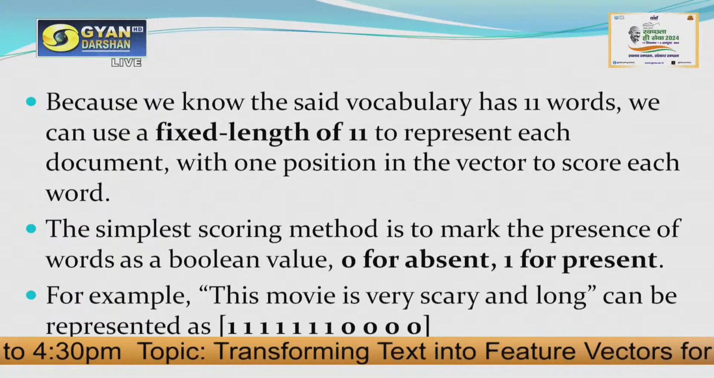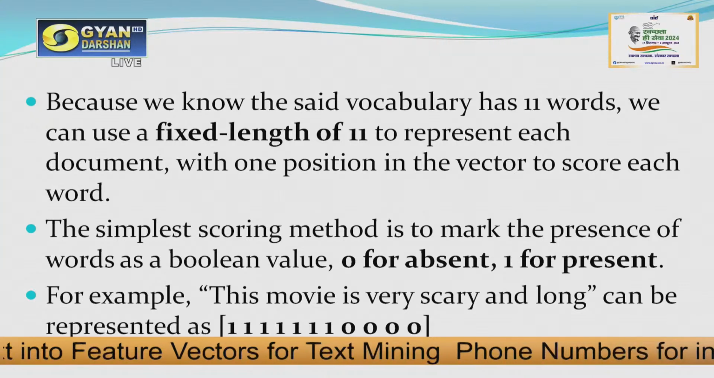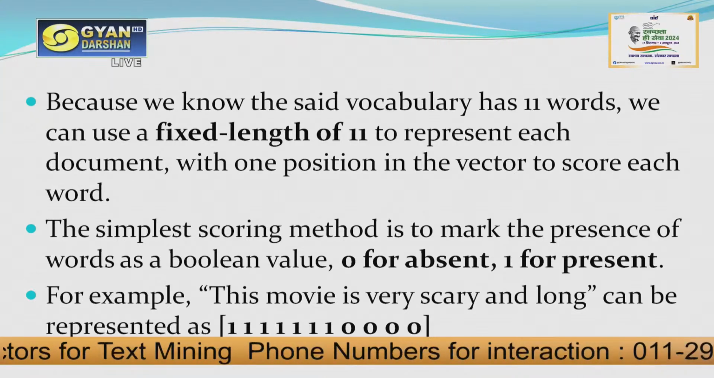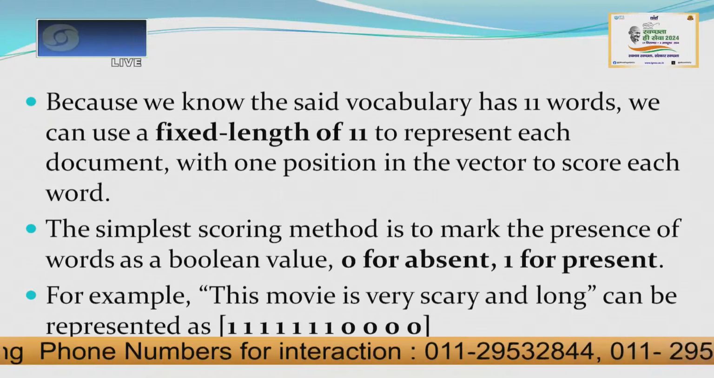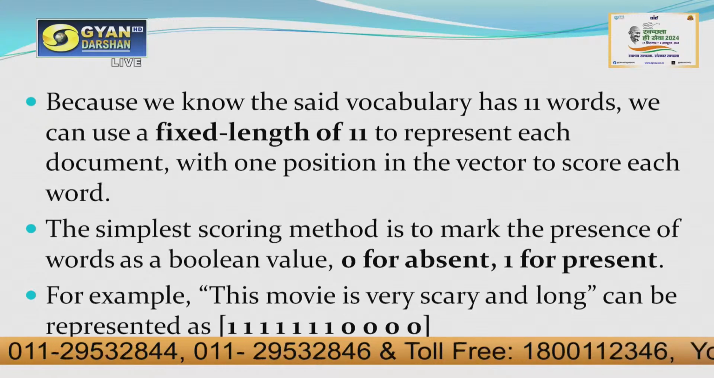Those unique words clubbed together are called the vocabulary. Here we end up with 11 words: this, movie, is, and so on. All these terms we have picked up, so the vocabulary has 11 words. We can use a fixed length of 11 to represent each document, with one position in the vector to score each of the words. So here we have to prepare a simple table consisting of all the 11 words, or you can call them 11 terms.